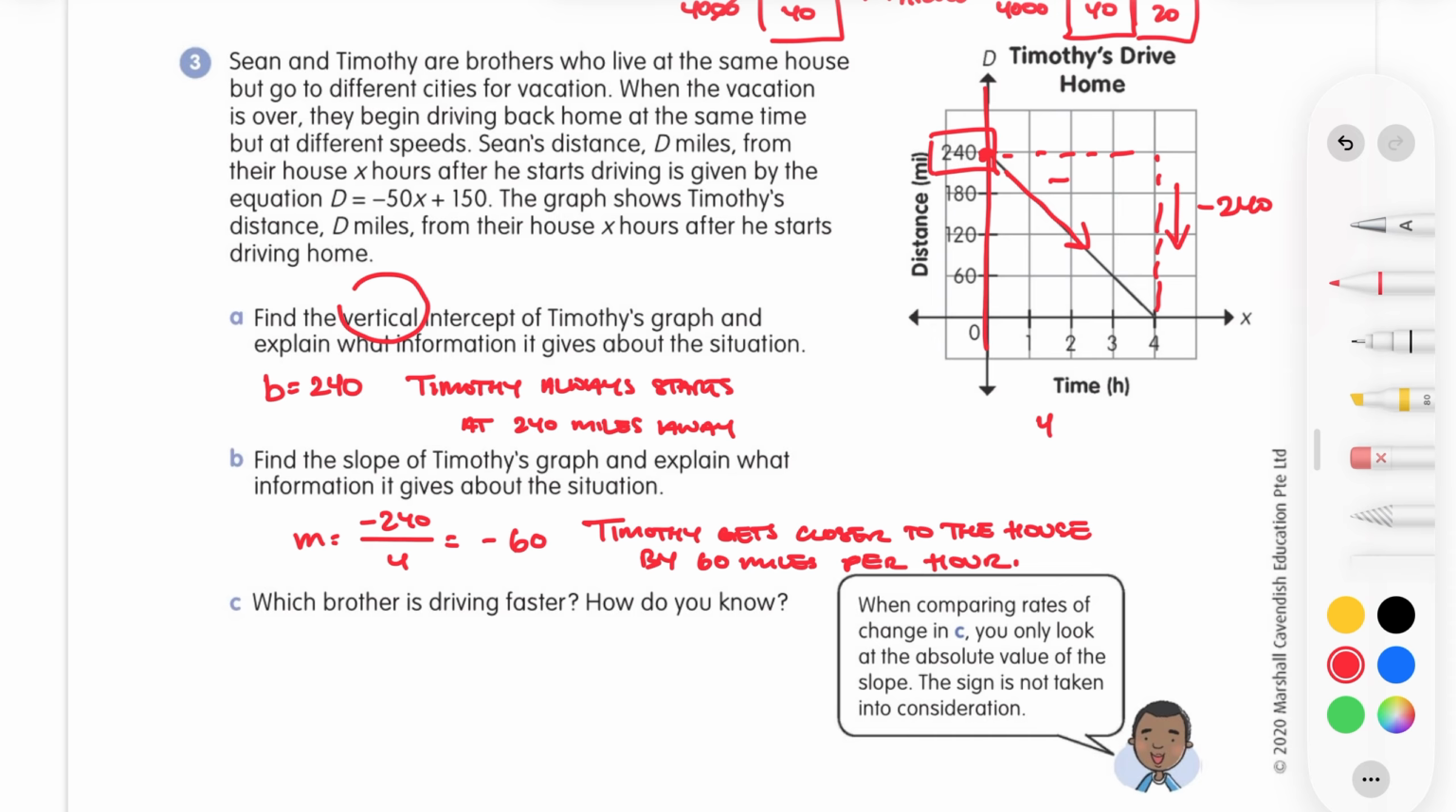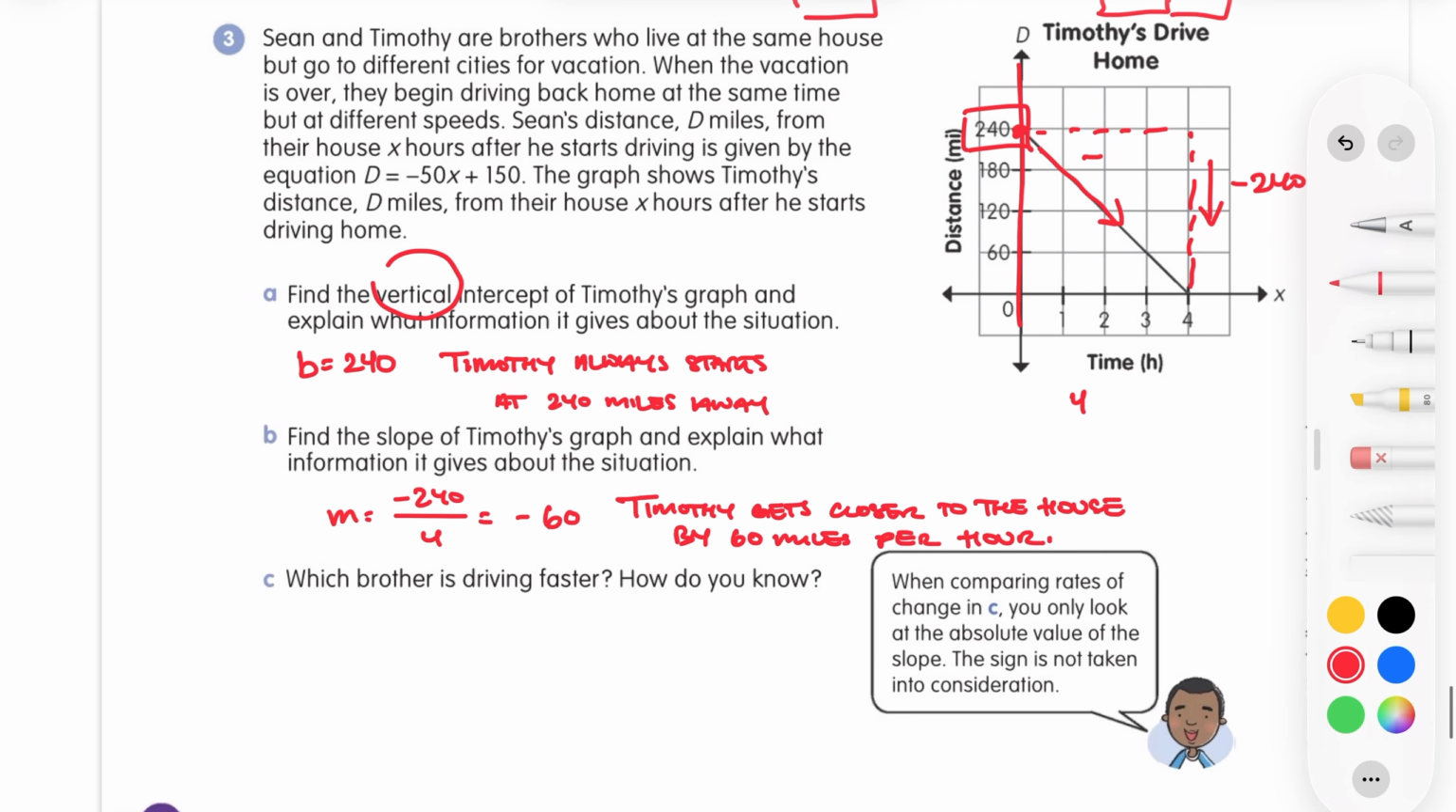So, if I say that he's getting closer to the house, I could tell that through the story of my words, and I don't have to use the negative. In fact, the negative might not make that much sense.